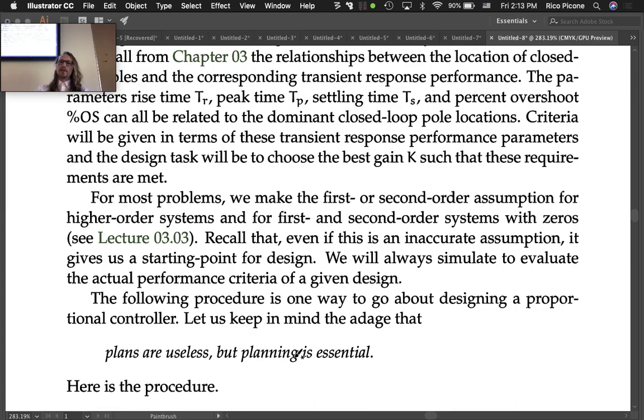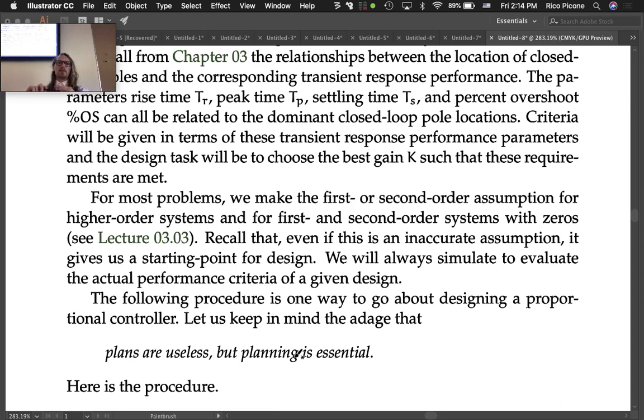For most problems, we make the first or second order assumption for higher order systems and for first and second order systems with zeros, even though it doesn't perfectly hold in many cases. Recall that even if this is an inaccurate assumption, it gives us a starting point for our design. We will always simulate to evaluate the actual performance criteria of a given design. So that's what we'll do. I mean, actual is relative here because second order approximation often doesn't hold very well. Simulation is pretty accurate, assuming your model is accurate, okay? The numerical solution is an estimate, in a sense, of what the solution is, but it's a very good estimate.